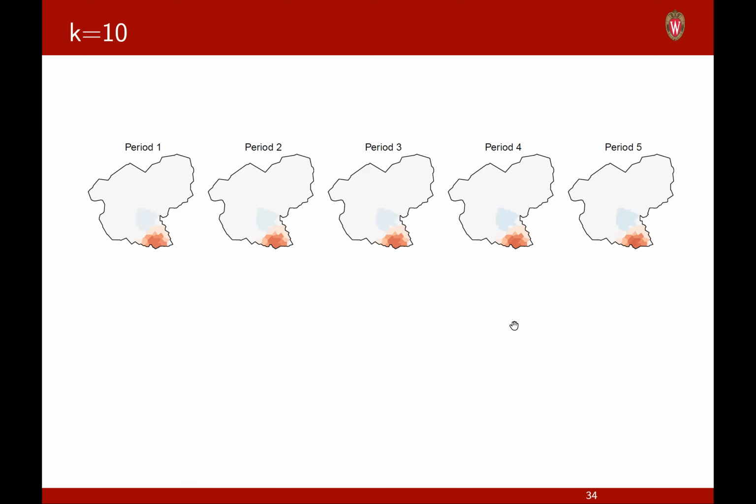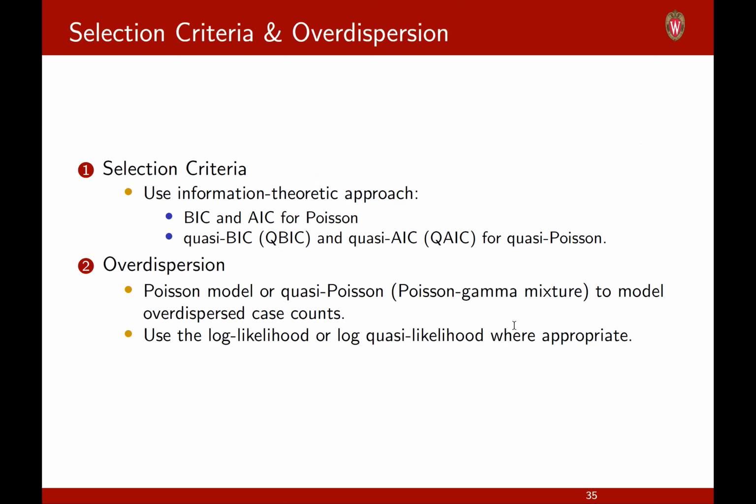And so then the question is, okay, how many do we put into the study region? Is it 1, is it 10, is it 100? How many clusters do we want to actually put into the study region? What is being identified? And to do this, we're going to use selection criteria, and we're going to use BIC and AIC for our Poisson model, and we're going to use quasi-BIC and quasi-AIC for quasi-Poisson.